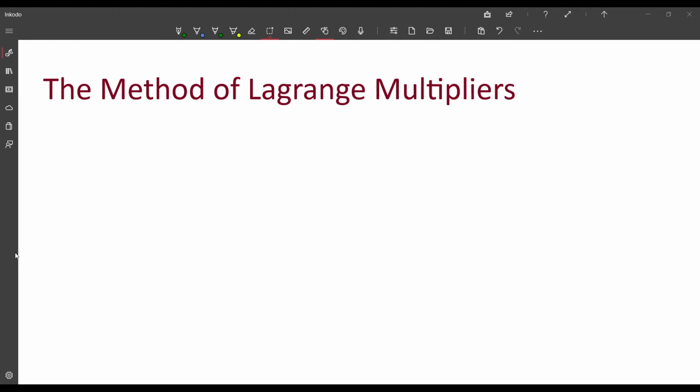Welcome to today's class on vector analysis. Today we discuss the method of Lagrange multipliers. So before discussing the method of Lagrange multipliers, we develop some theory behind this method to find constrained extrema. First we discuss the orthogonal gradient theorem.